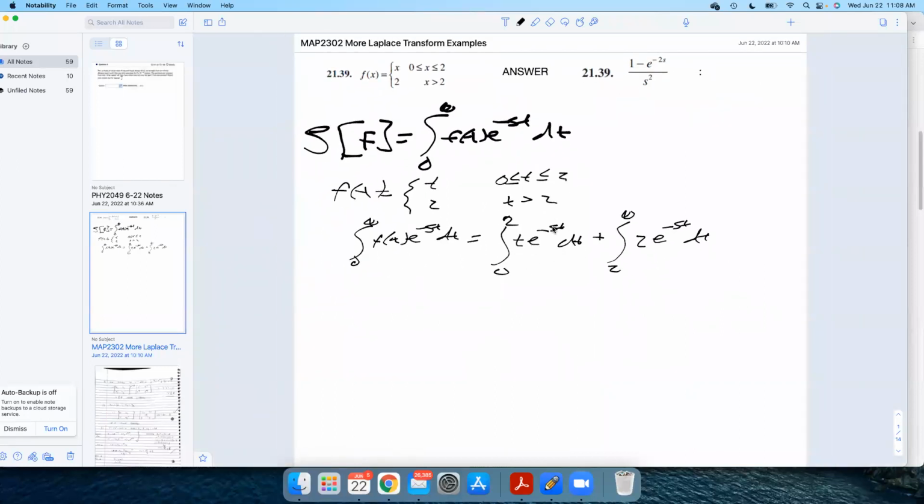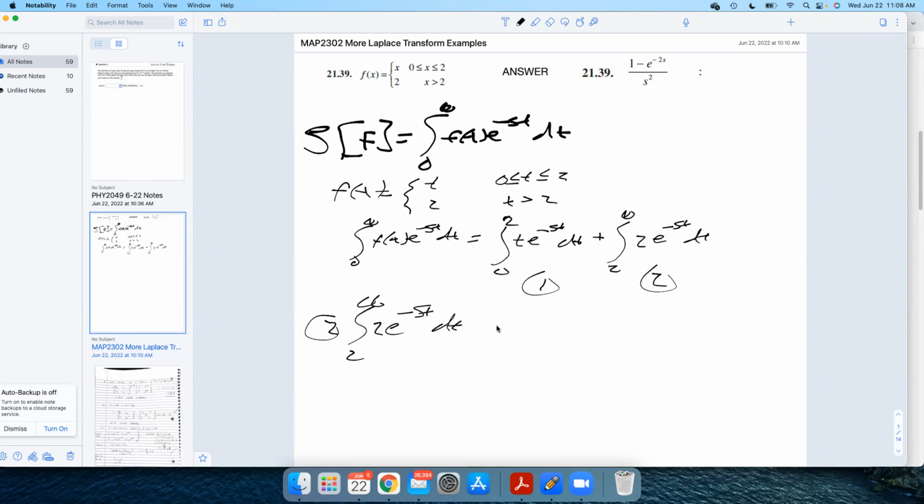Here, I'm going to have to use integration by parts. This one I can just do. So let's label these 1 and 2. And 2 is much easier. Let's go ahead and do him first. The antiderivative of e to the negative st dt.